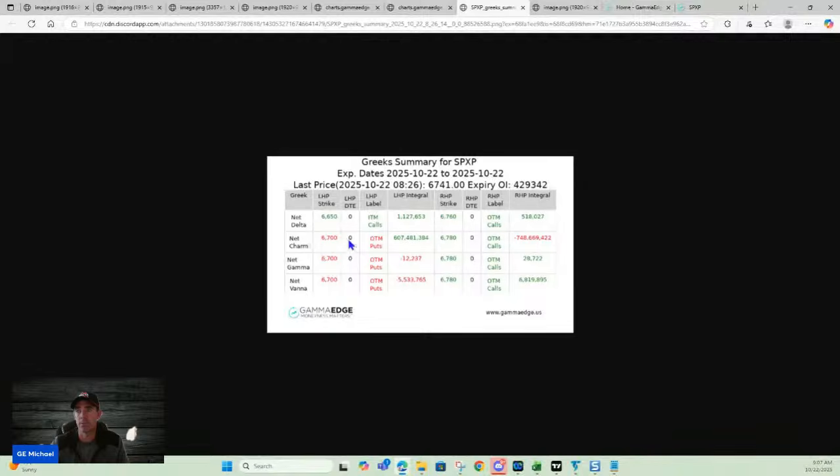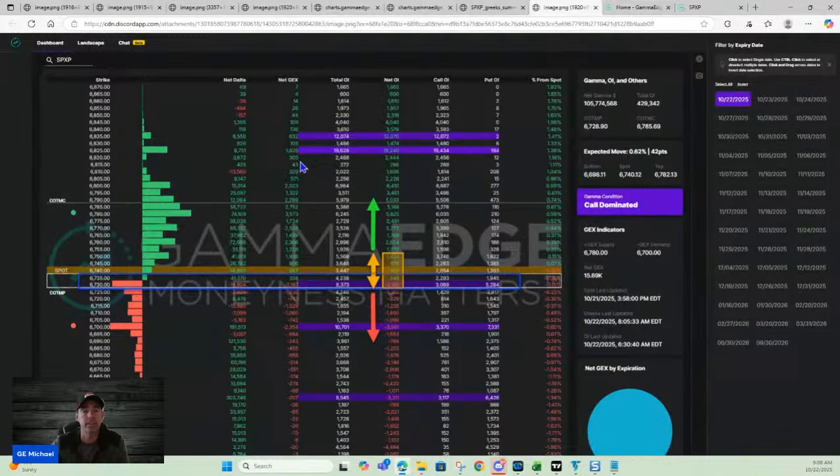Net charm, as long as we're above 6700, will be supportive as these out of the money puts decay through the day. Again, out of the money calls, as those decay, those will be a headwind at 6780. So that's why we talked about 6780, 6790 being an area that we could see some pausing and stalling action. And then obviously gamma, high sensitivity levels, and then Vanna if we do see volatility continues to drop. All right, moving on to the SPXP 0 DTE structure.